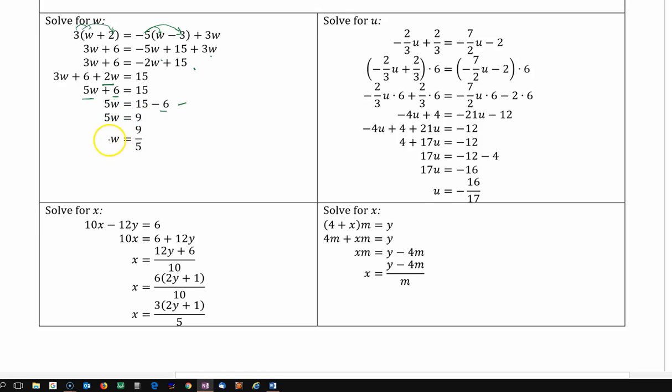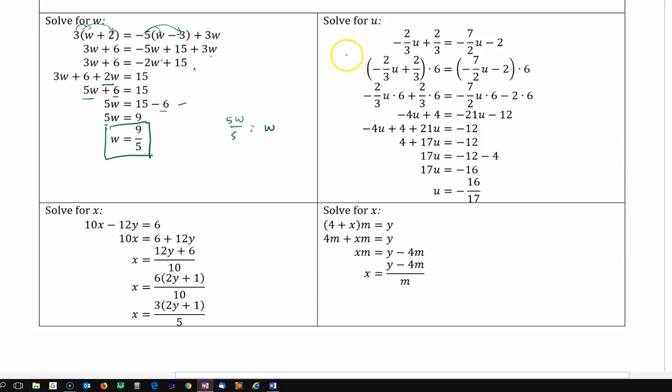So now 5w, the only obstacle is the 5. So we divide both sides by 5. Since we know that 5w over 5 is just w, you don't need to write the 5 divided by 5 on the left-hand side. So we just divide it on the right-hand side, and there's your answer.